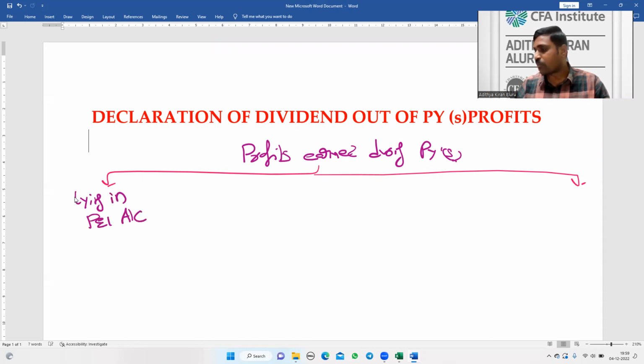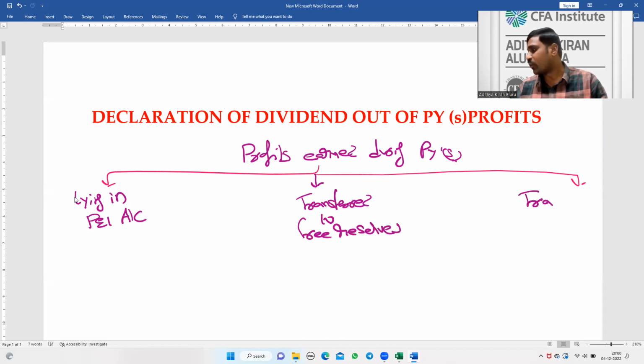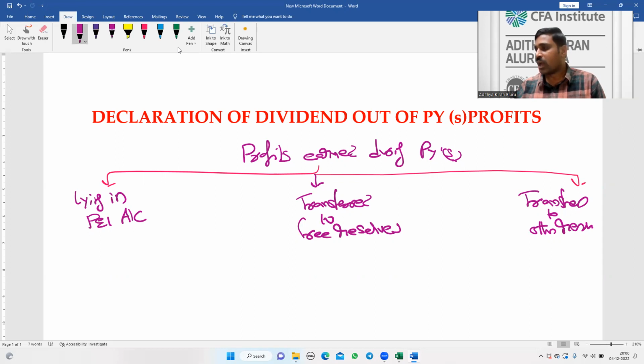Whether they are lying in profit and loss account, or transferred to free reserves, or transferred to other reserves. So profits earned during previous years, where they are lying in: whether they are lying in profit and loss account, or transferred to free reserves, or transferred to other reserves.